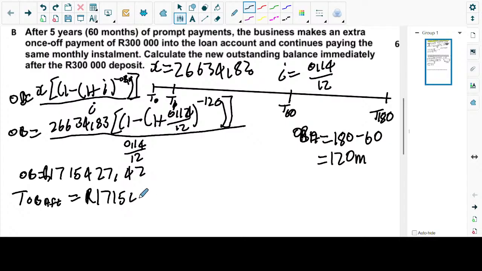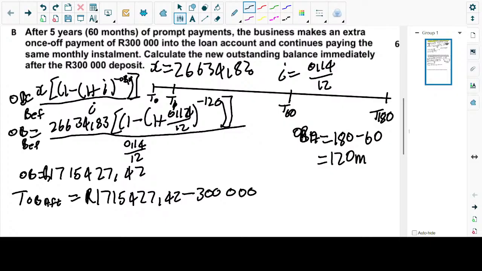1,715,427.42 minus 300,000. Sure. Now we are going to be owing something like 1.4 million after this. Okay, so then we're going to put it on our calculator. We have answer minus 300,000.